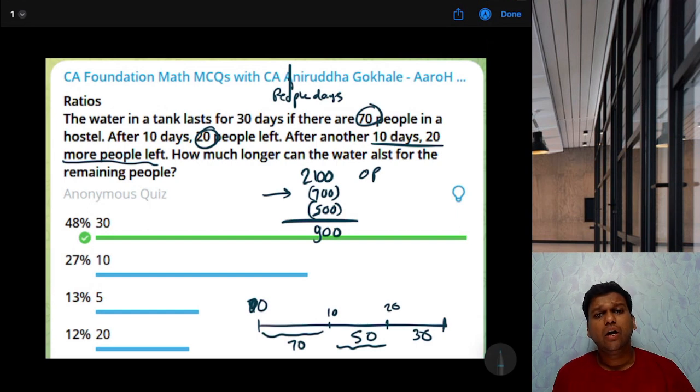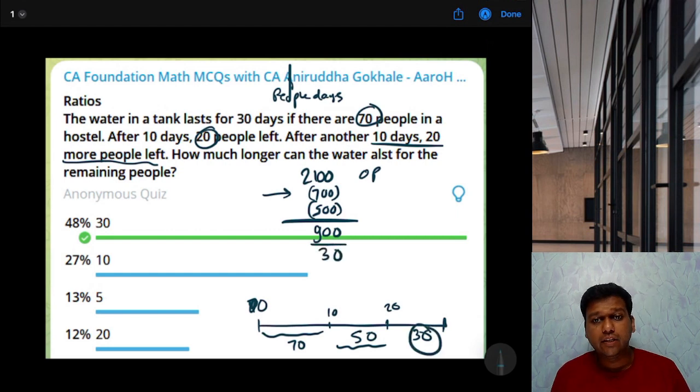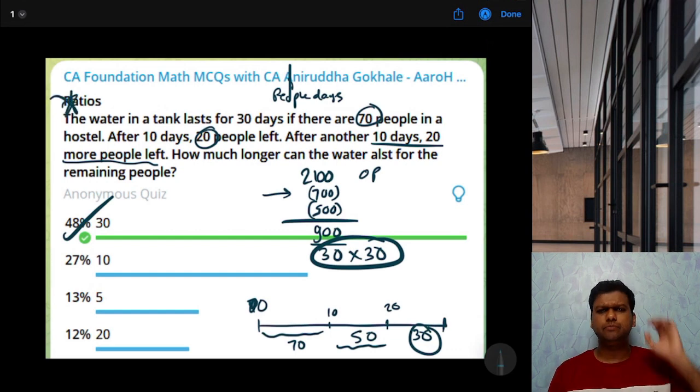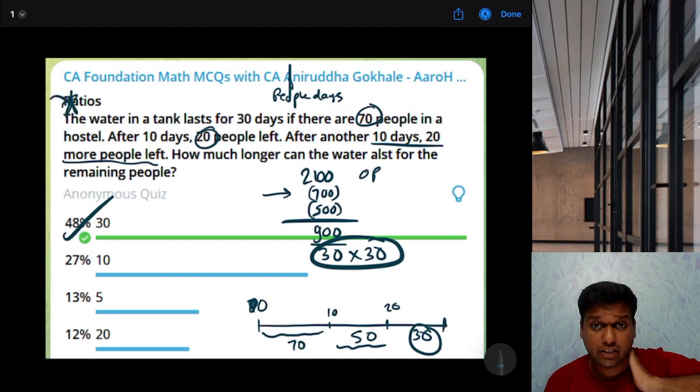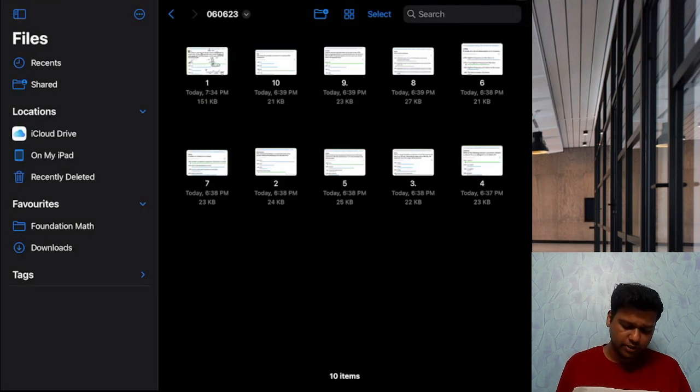They're asking how much longer the water can last for the remaining people. How many people are remaining? 30. So 900 divided by 30 is 30. So for 30 people we have enough water for 30 days. This is the answer. It's a good concept. It is not there anywhere in the ICAI module as such, but they have started asking this in MTPs, etc. So be ready for such questions.